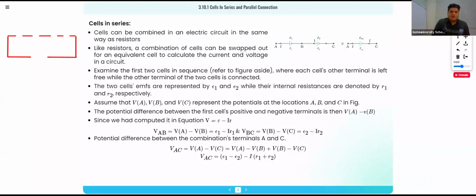You have a battery. That battery is connected to a resistor, then again one battery, and again one resistor, and this entire setup is then connected to a major resistor, which is 10 ohm. I am naming it as 5 volt, 1 ohm, 6 volt, and 2 ohm.